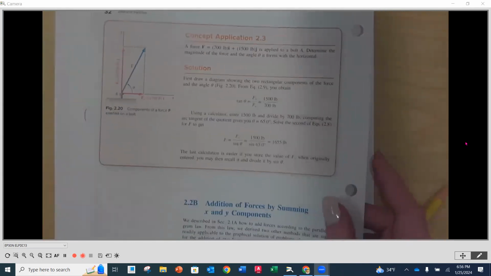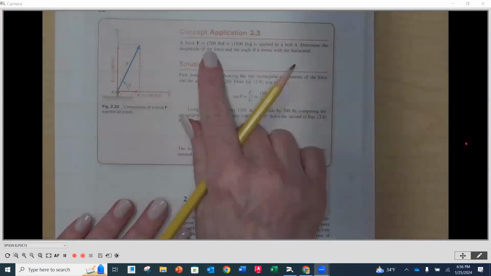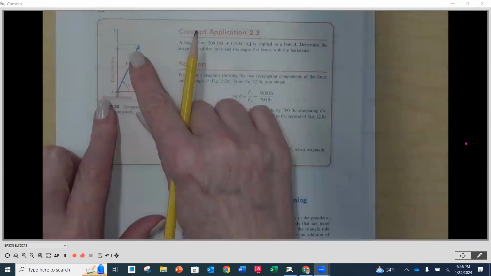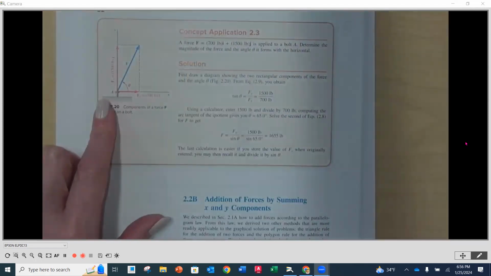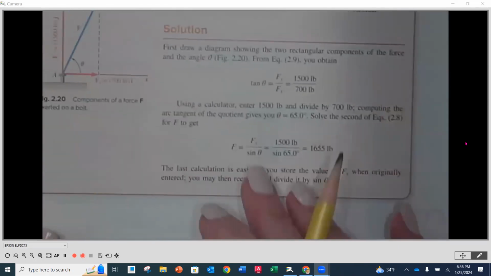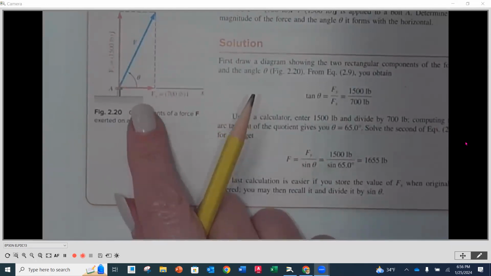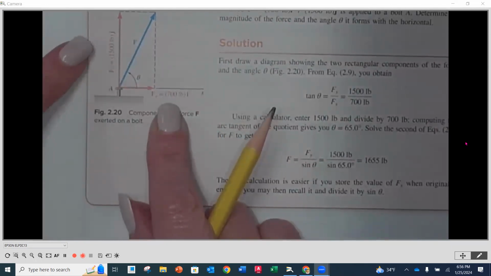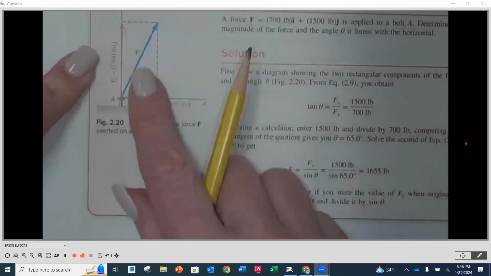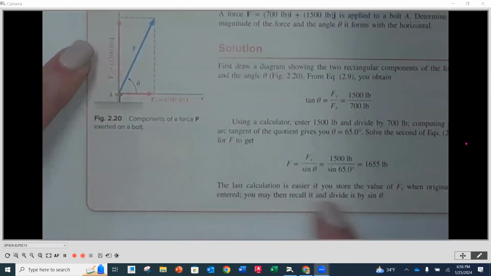So if we turn the page, on page 32, there's one more concept application problem. This says force F is 700 pounds. Okay, 700 pounds right here. Oh, no, I apologize. We don't know what force F is. We actually know, let's zoom in here. We know what its X component is. Its X component is 700 and its Y component is 1500. So what we want to do now is find the resultant of those two.